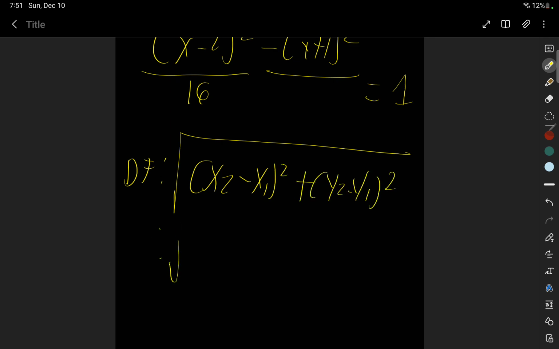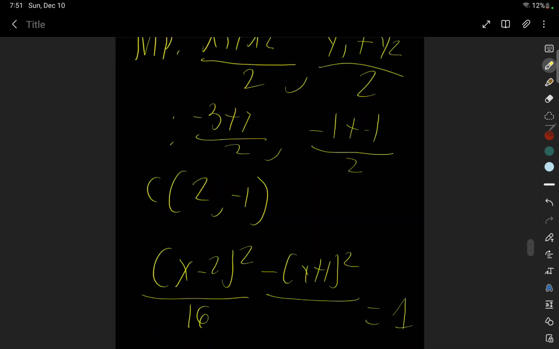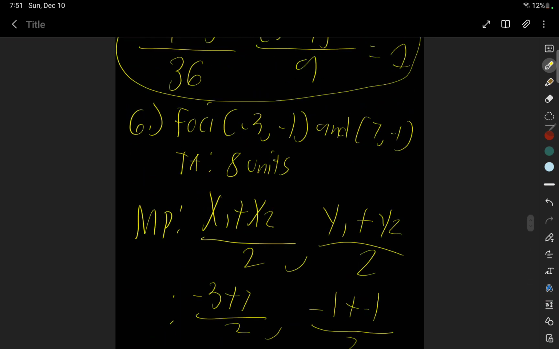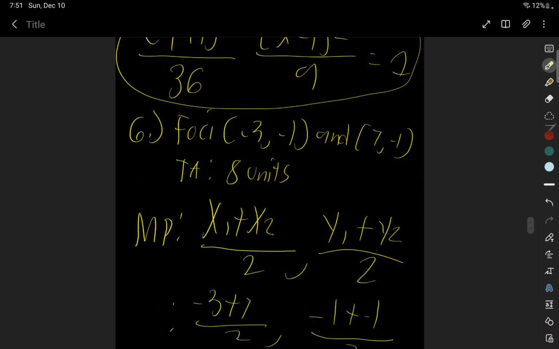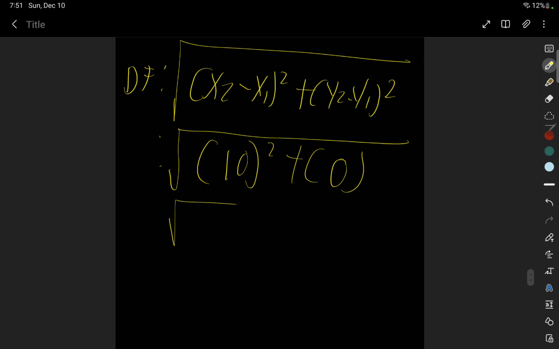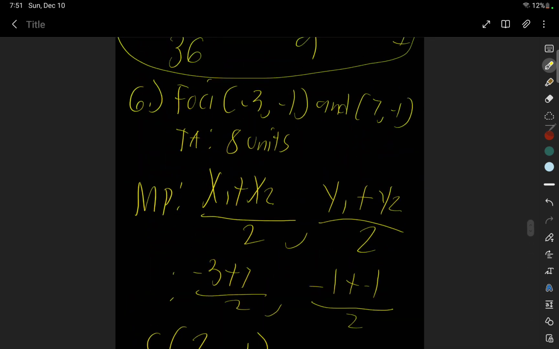So, ang formula natin diyan, plug in natin, x2 is 7 minus negative 3 squared, is 10 squared, plus y2, negative 1, minus negative 1 squared, which is 0. So, ang sagot natin diyan is the square root of 100, which is 10. Pero may formula yan that 2c is equal to 10. And c is equal to 5. Then c squared is equivalent to 25.